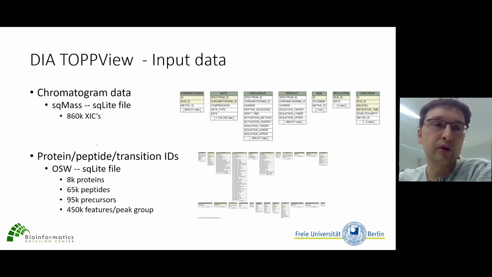So we're talking almost 1 million extracted ion chromatograms, and it can handle that quite easily in like 500 megabytes of data. That's not too bad. And on the annotation side, you have 8,000 proteins in your library, which translates to something like 100,000 precursors. So it's a peptide with a charge, basically, and a couple of features which are annotated. And this also goes reasonably well. The schema is a bit more complicated, but it works really nicely.